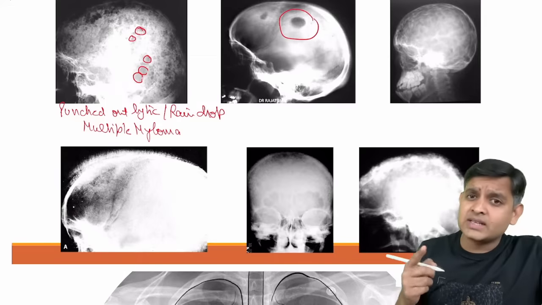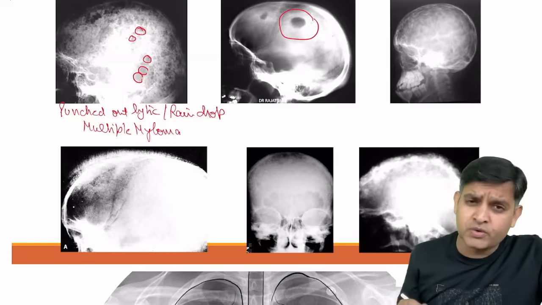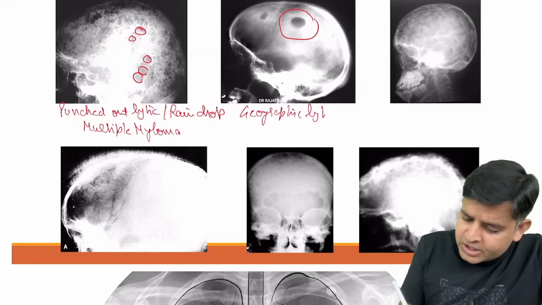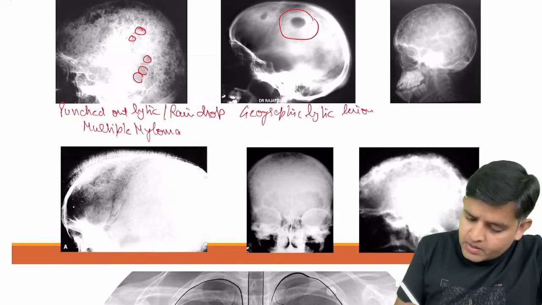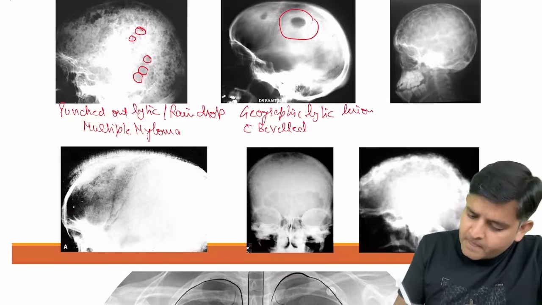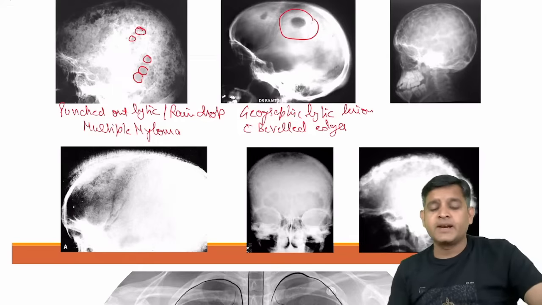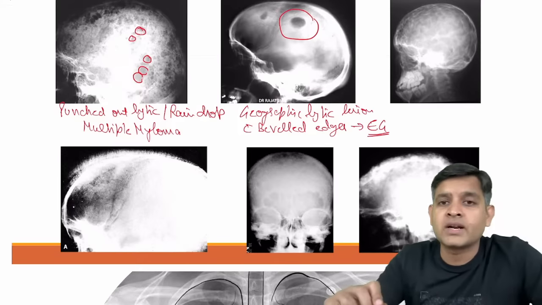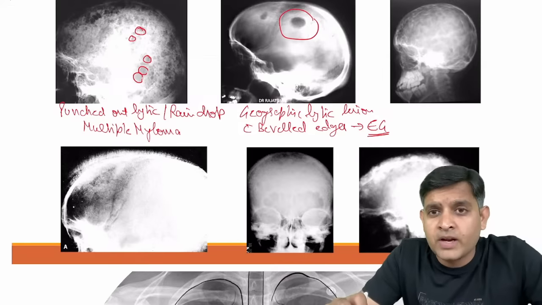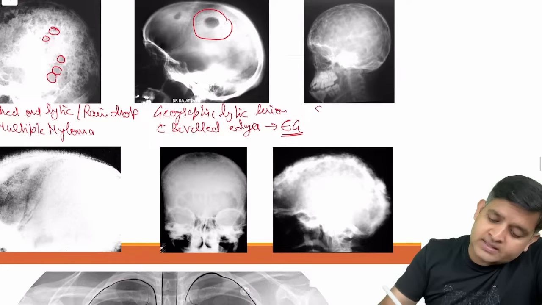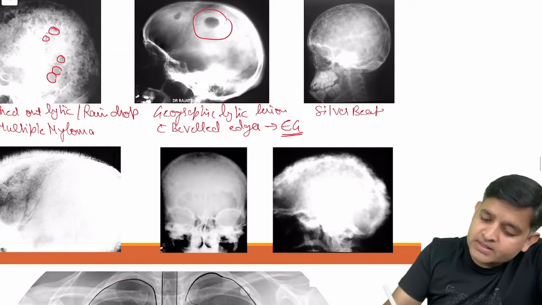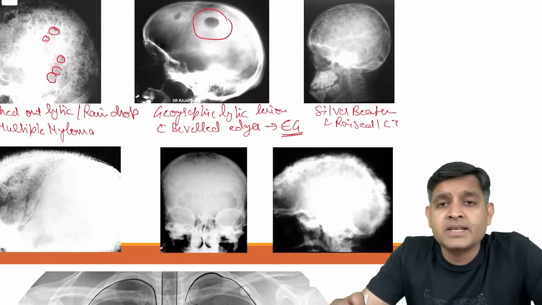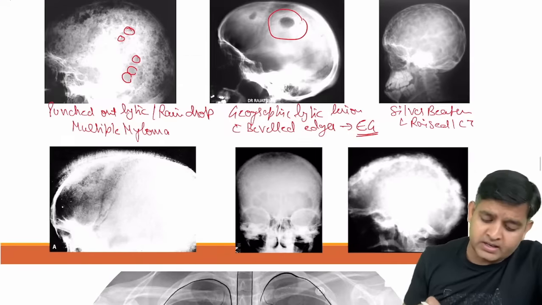When you see a large single irregular lesion, or a few, with bizarre shape, these are called as geographic lytic lesion with beveled edges, and this is seen in eosinophilic granuloma. This pattern is called as silver beaten appearance, which is a feature of raised ICT, raised intracranial tension.